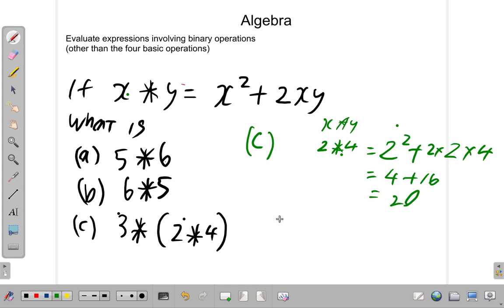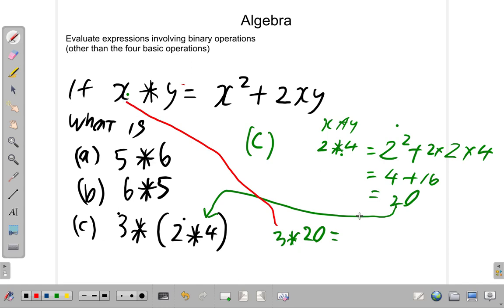Alright. Now let's go back to this. What happened in this bracket amounts to 20. You see that? 2 star 4 was 20. So 3 star 2 star 4 is the same as 3 star 20. Okay. So notice now you have the 3 and x are in the same position. The 20 and the y are in the same position.